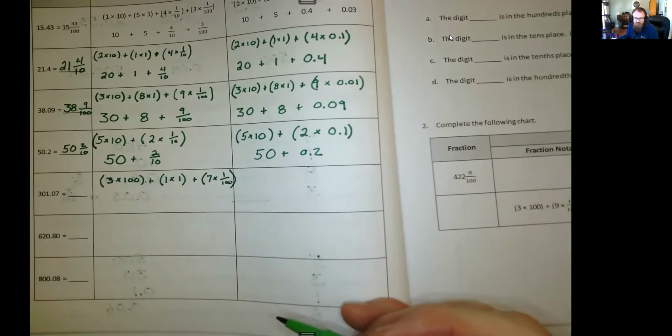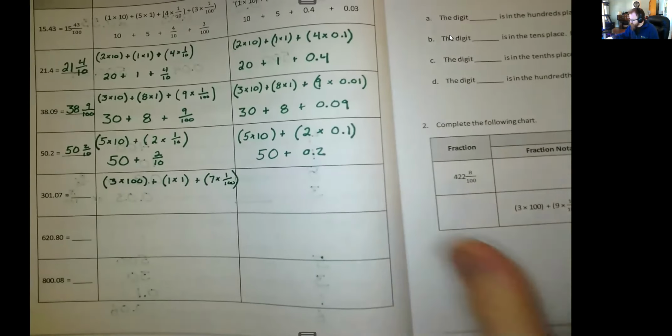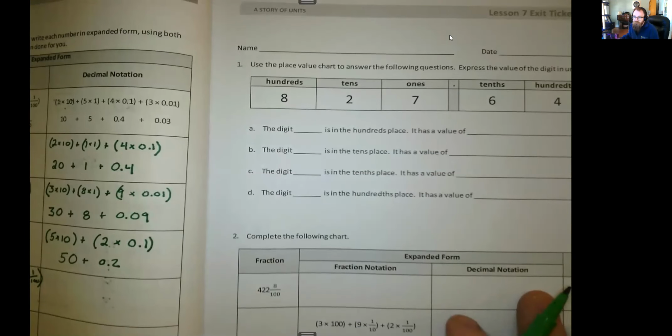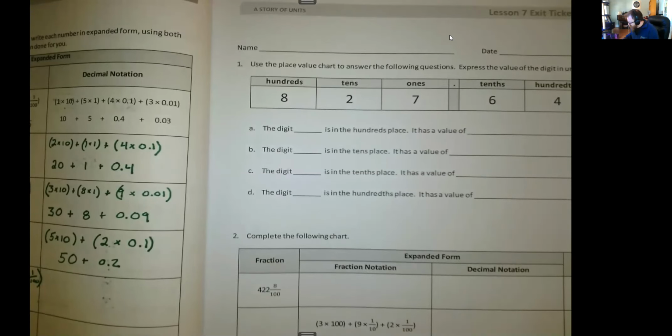Finish the page independently and use this information, especially the ones we did together, to help you complete your exit ticket on page 53. This is a straightforward lesson, I think. If you have any questions, please let me know. If not, I want you to submit it.